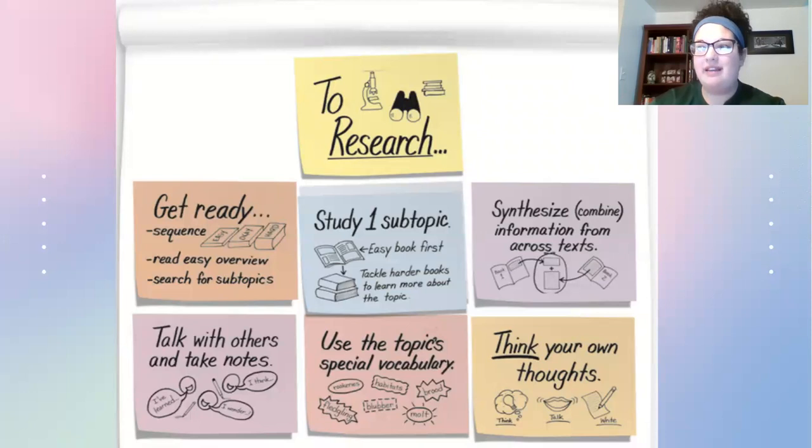So we have talked about getting ready to research. We've talked about picking one subtopic to study really hard. We talked about synthesizing or combining information when we read about the same animal in multiple texts. Talking with others and taking notes. We know there's a lot of special vocabulary that goes with certain subjects, so we talked about using those and about thinking your own thoughts.